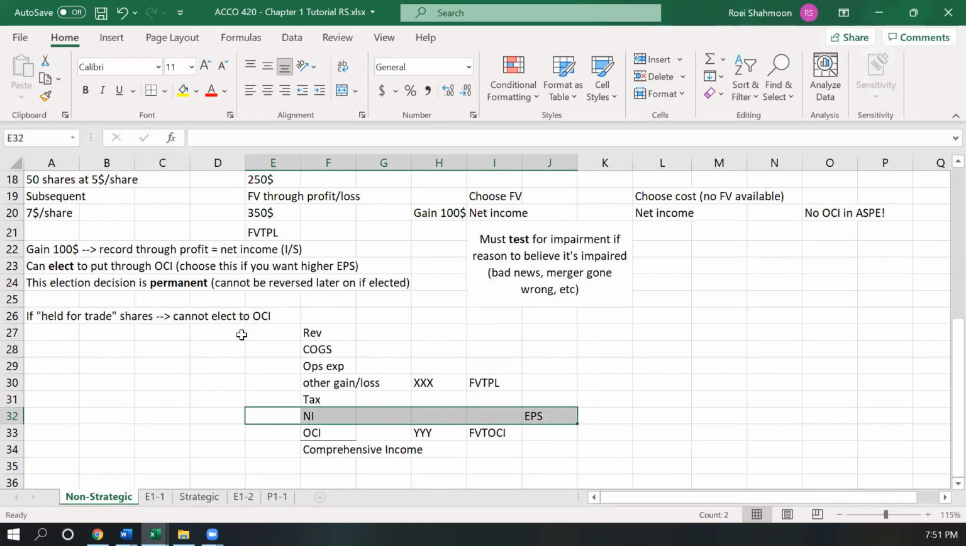Now, just a little heads up for you guys. If it ever says the words held for trade, you cannot elect to OCI. You're not allowed to do that. It's just a rule that we have. The way I think about it, held for trade is kind of like a day trader. They do quick trades all the time, so there isn't really a place for you to put it in OCI. I want to see that always in my net income. So just remember, don't tell me elect to OCI, or that I have the option to elect to OCI, if it says this.